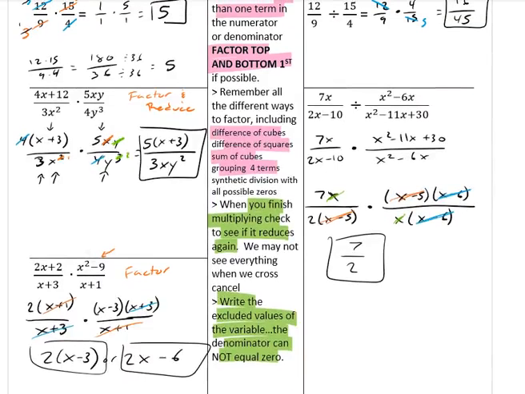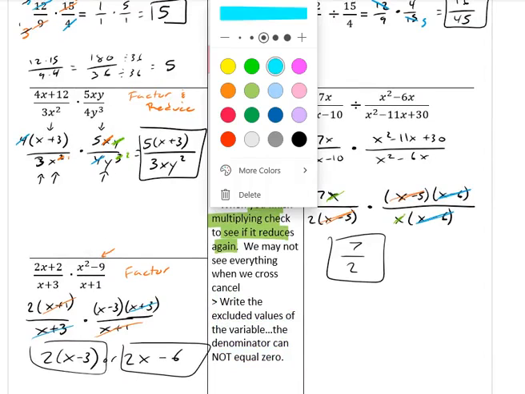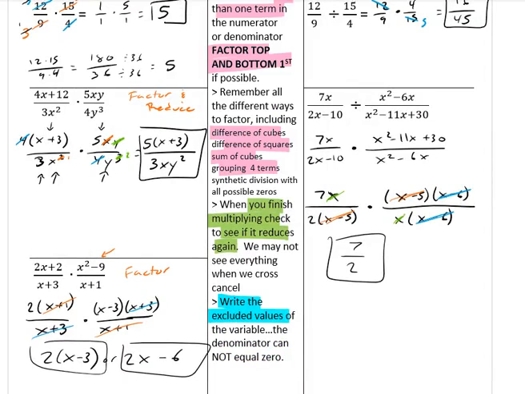So now let's go back to all these problems. This last step here, which I'm going to highlight again in a different color, says write the excluded values of the variable. The denominator cannot equal 0. So we're going to take the denominators and put it equal to 0 to see what values of x are excluded. What this means is if you plugged in a value of x that was excluded, you would get an error when you try to solve these problems, because you cannot divide anything. You cannot have a denominator of 0.